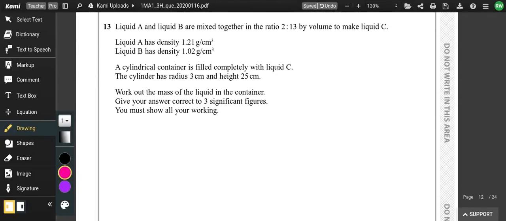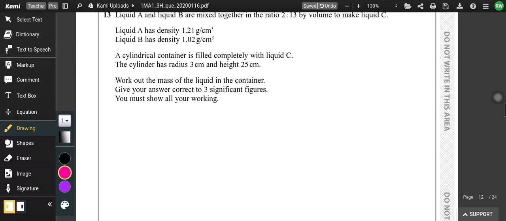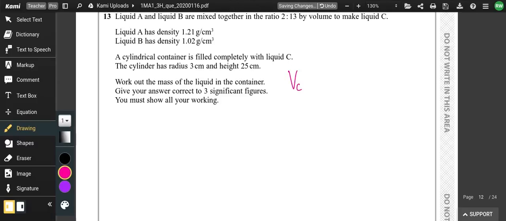Liquid A and B are mixed together in a ratio 2 to 13 by volume. A has density in that. A cylindrical container is filled completely with liquid C. So we can work out the volume of liquid C, which is equal to pi r squared H.